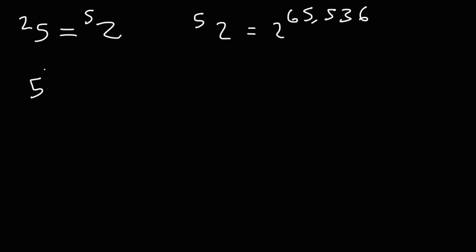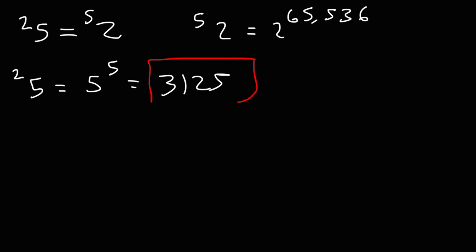5 raised to the 2 superpower, well, that's 5 squared. This is equivalent to 5 raised to the fifth power, and that is equal to 3125. So these two numbers are very different. These are not equal to each other. Therefore, when dealing with tetration, the order matters.